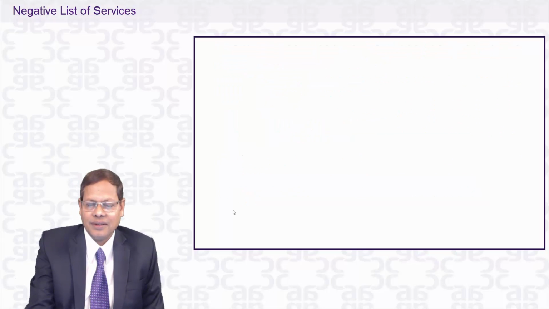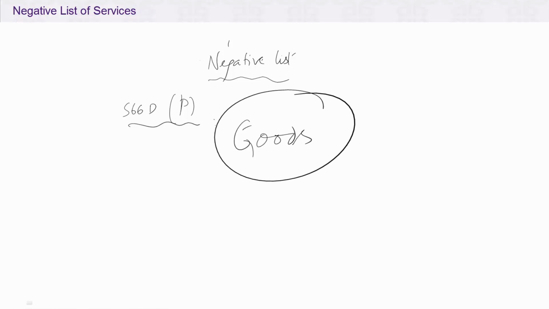So in the negative list, we are at the last stage. That is P, section 66D(p). That is about goods. Transport of goods. Yes, it is in the negative list. Public transport of goods from one place to another place in India. Obviously, because it will inflate cost. Nobody wants it. So, transport of goods from one place to another place in India, yes.